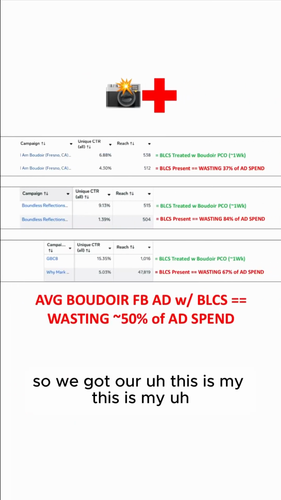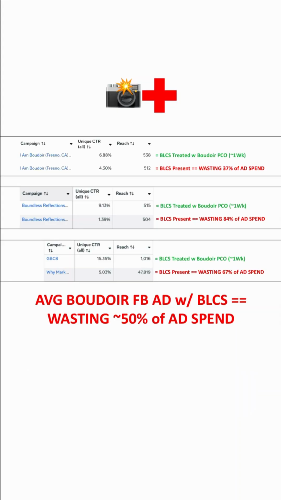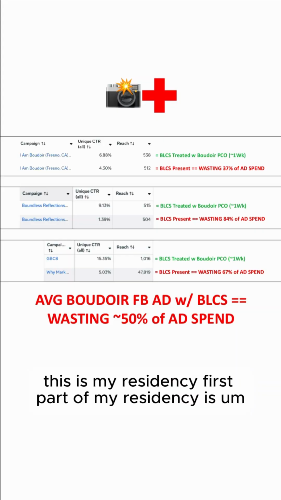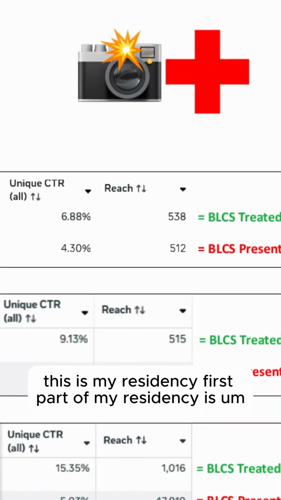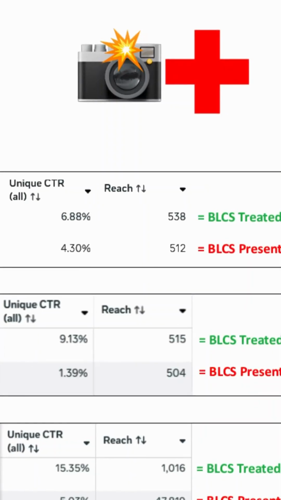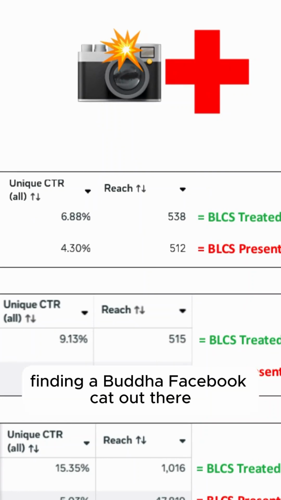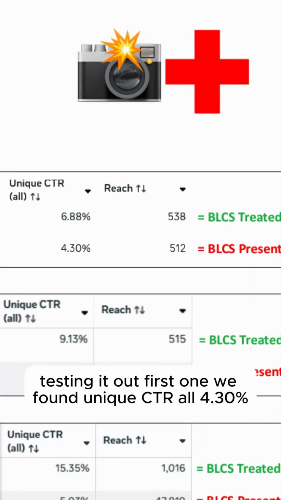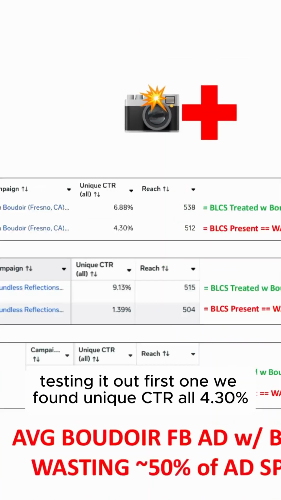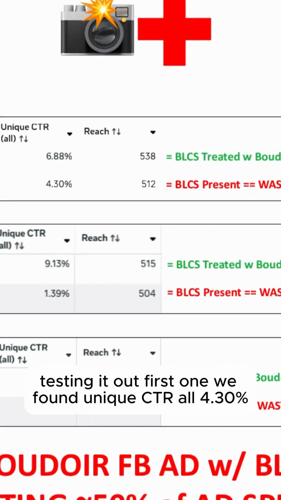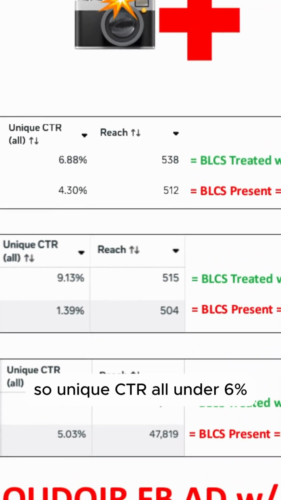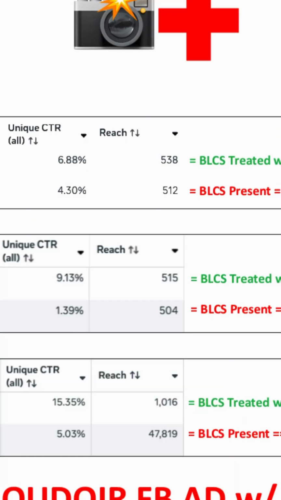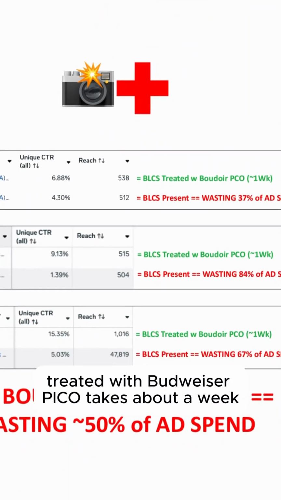This is my residency. The first part of my residency is finding a Boudoir Facebook ad out there, bringing it back to the hospital, and testing it out. The first one we found had a unique CTR all of 4.30%. So unique CTR all under 6%, we know that BLCS is present, aka Boudoir low click syndrome. So we got the treatment, treated with Boudoir PICO. Takes about a week.